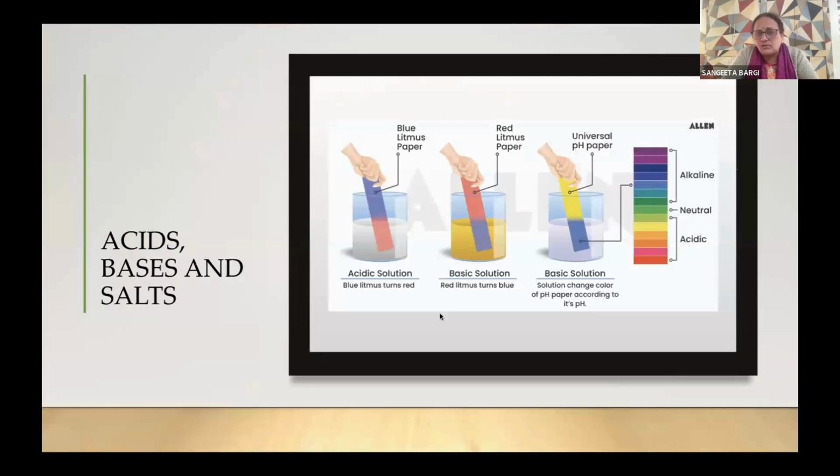Acids, bases, and salts is entirely an activity-based chapter. You can relate it to your daily life experiences and try to answer the questions based on that.